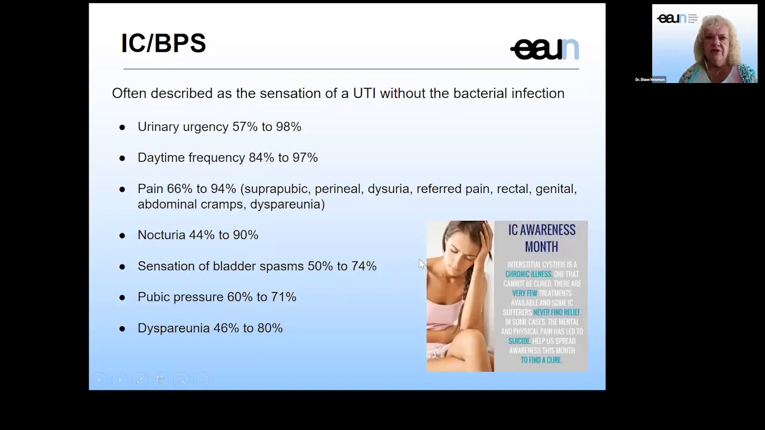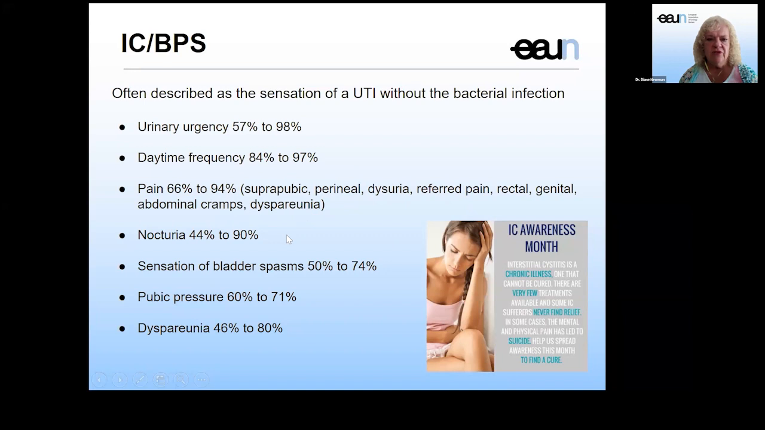So let's start with interstitial cystitis, the bladder pain syndrome. These symptoms are often described as the sensation that someone will report with a UTI without any bacterial infection. In 57% to 98%, we see urinary urgency. The next symptom is daytime frequency, pain, again, suprapubically, perineal, dysuria, referral pain, rectal, genital, abdominal cramps, and dyspareunia. So pain may be anywhere here.